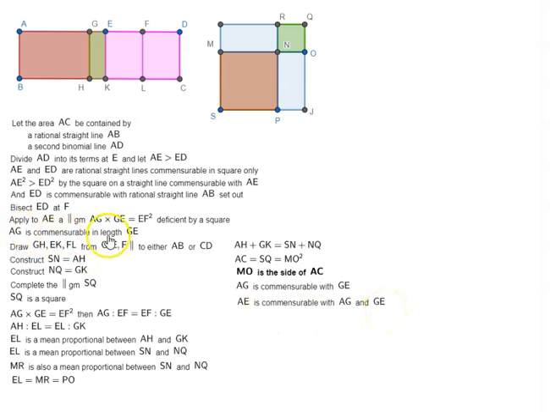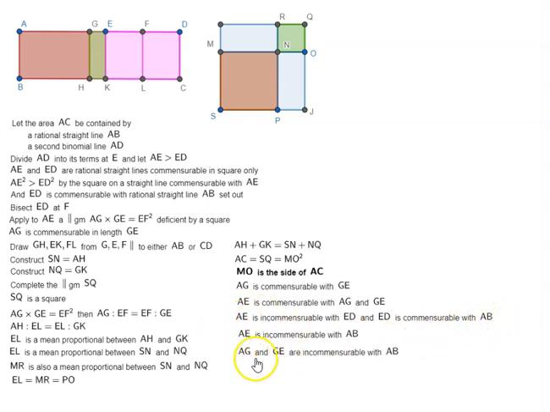Remember, AG is commensurable in length with GE. That means the sum will also be commensurable with both the parts. AE is incommensurable with ED and ED is commensurable with AB. Here, since AE and ED are rational straight lines commensurable in square only, that means they are incommensurable in length. So which means AE is incommensurable with AB, and AG and GE are incommensurable with AB.